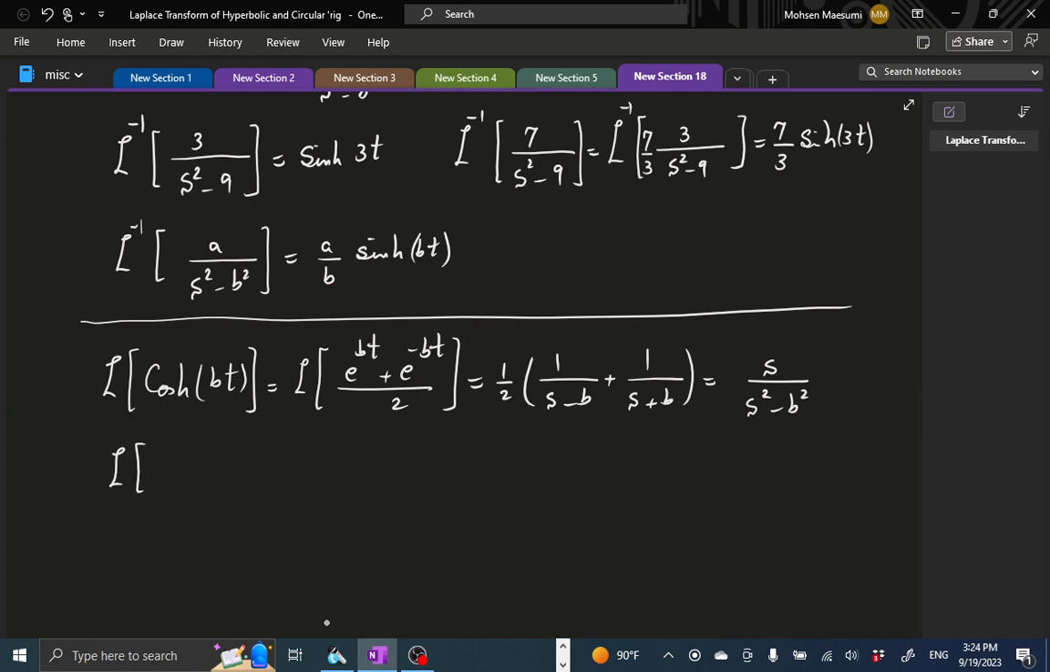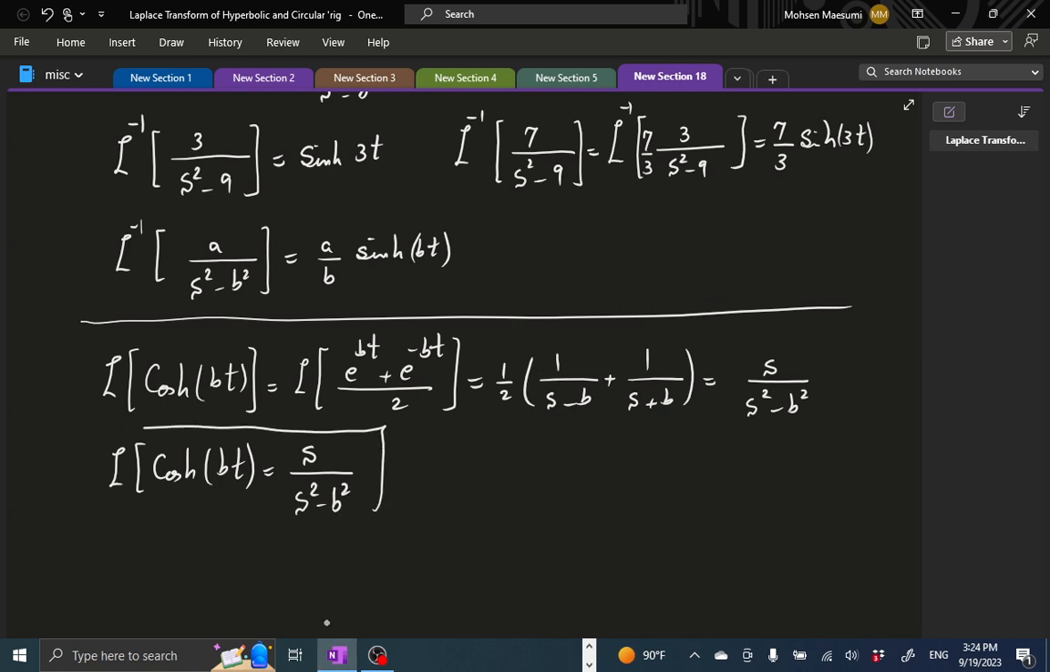So let's write this separately. Cosine hyperbolic of bt: what we found out was s over s squared minus b squared. You might want to go through the details of this yourself a second time, but it's exactly like what we did. An example: the Laplace transform of cosine hyperbolic of 7t. That's going to be s over s squared minus 7 squared.